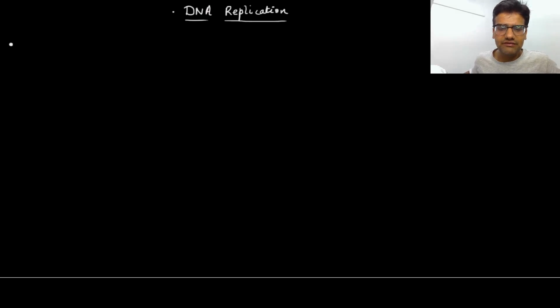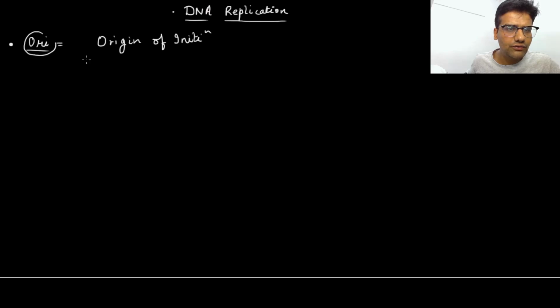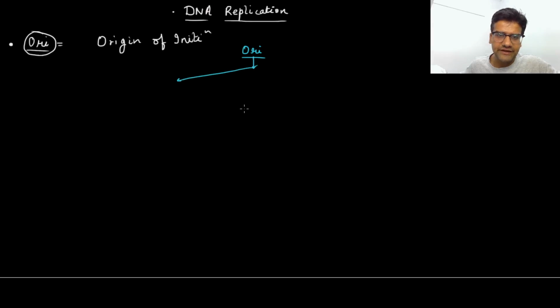It starts at some specific point, and that specific point at which DNA replication initiates is known as ori, or origin of initiation, or origin of replication. If we talk about this origin of initiation, it is different in prokaryotes and different in eukaryotes.